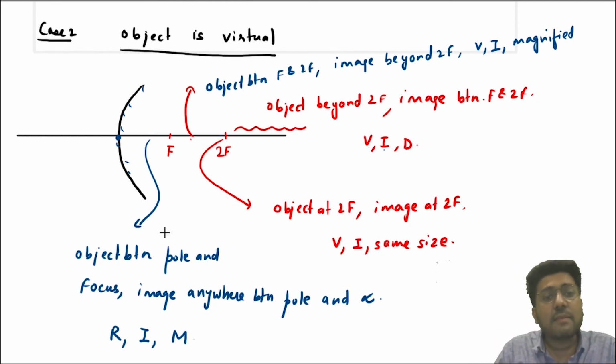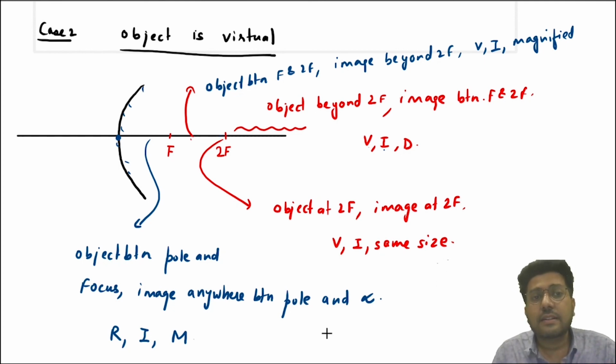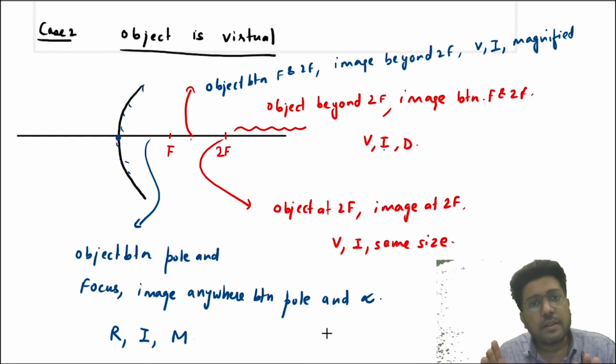Then when the object is between pole and focus, the image is formed anywhere between pole and infinity, in front. That means the image is real. So this time the image will be real. So for an object between pole and focus, the image will be anywhere between pole and infinity, and the image will be real, inverted and magnified. So that means a convex mirror cannot form a real image for a real object, but it can form a real image for a virtual object in one case.